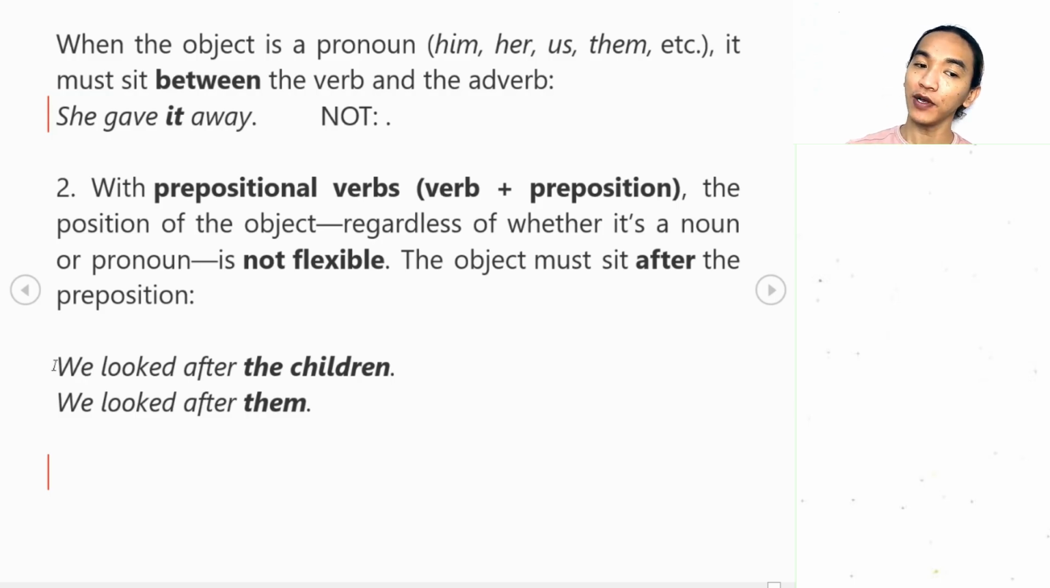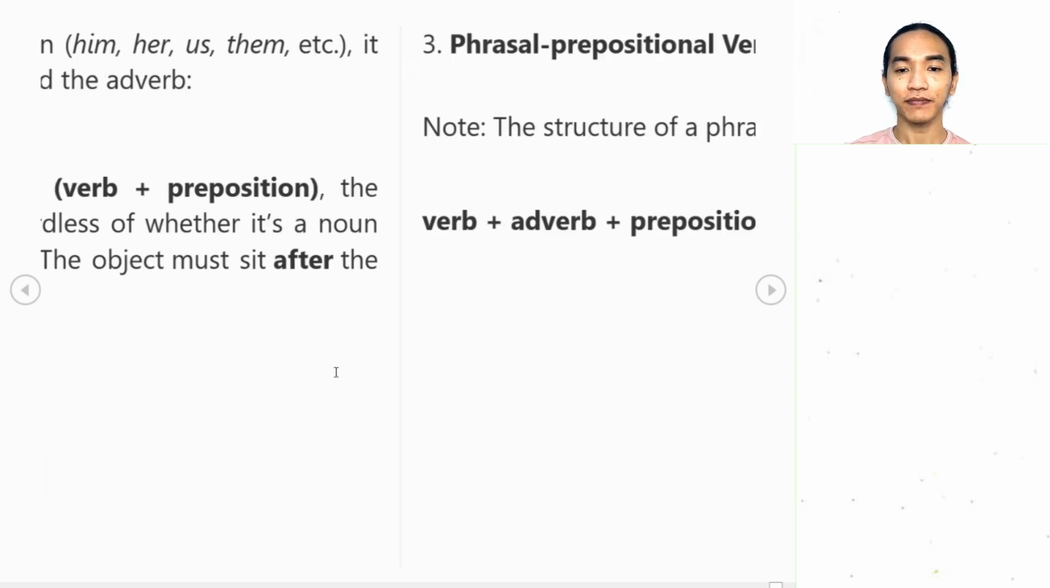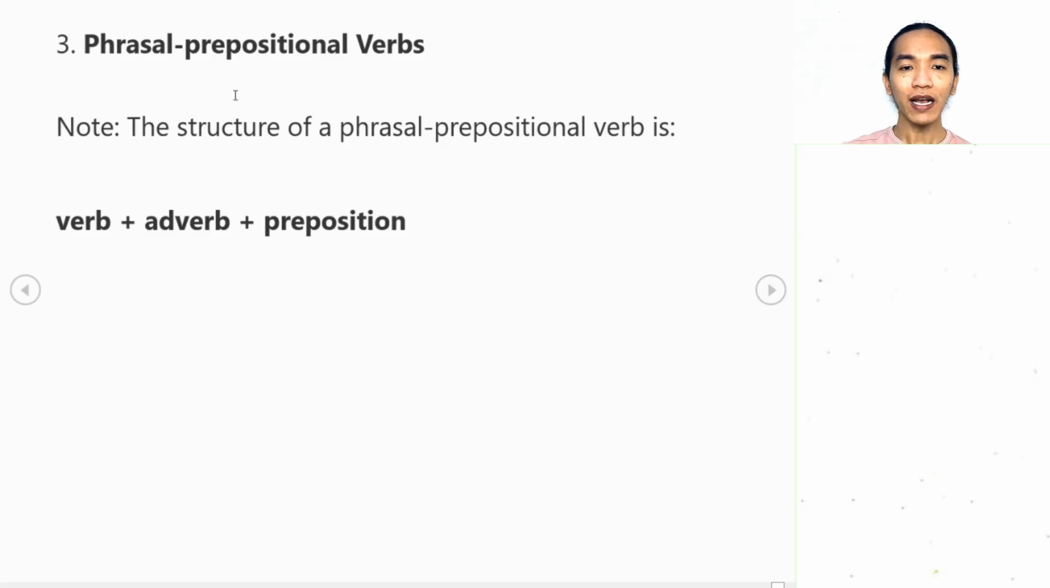For example, we looked after the children. You cannot say, we looked the children after. That is wrong. We looked after them. It should only be put after your preposition. Next, we also have phrasal prepositional verbs. The structure is a verb, an adverb, and a preposition. Normally we call these three-word phrasal verbs.